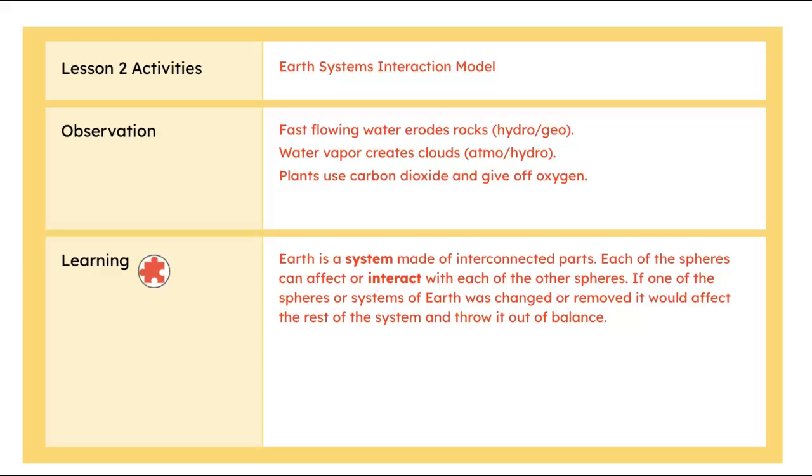By the end of the discussion, students should understand that Earth is a system made of interconnected parts. Each of the spheres can affect or interact with each of the other spheres. If one of the spheres or systems of Earth was changed or removed, it would affect the rest of the system and throw it out of balance.